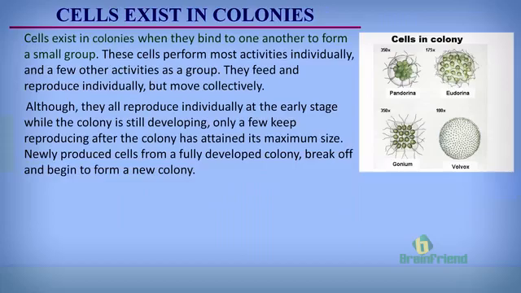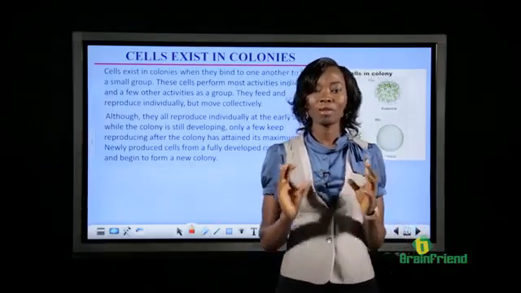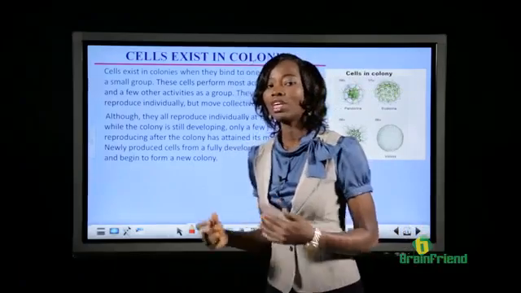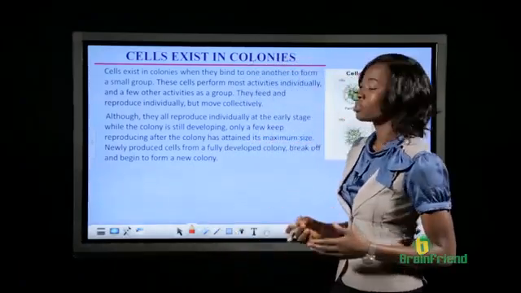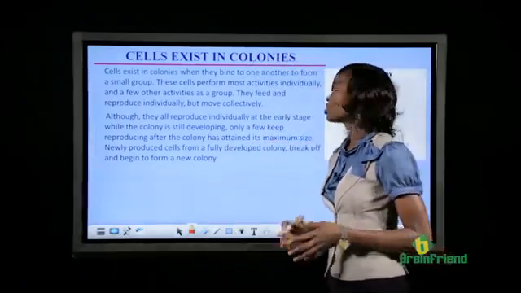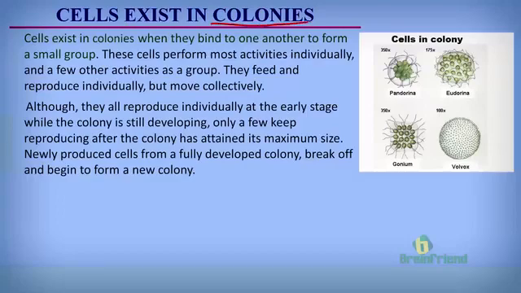Okay, having looked at cells as independent organisms, we're going to look at the second form in which cells exist. So this is cells in colonies. So cells exist in colonies when they bind to one another to form a small group. So when you have several cells coming together, binding to one another to form a small group of organisms, we say that is a colony.